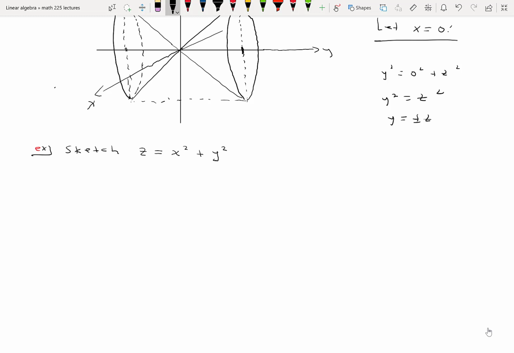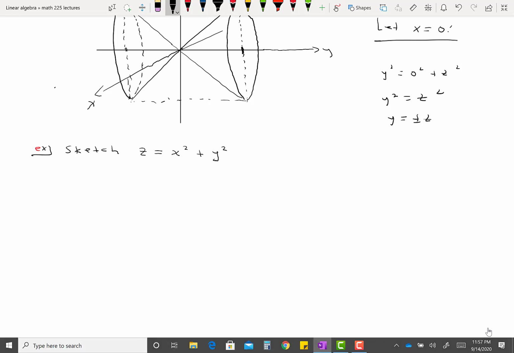Again, it's not about me learning this stuff. I already know this stuff. It's about you getting this stuff down. Okay, so let's sketch z equals x squared plus y squared.